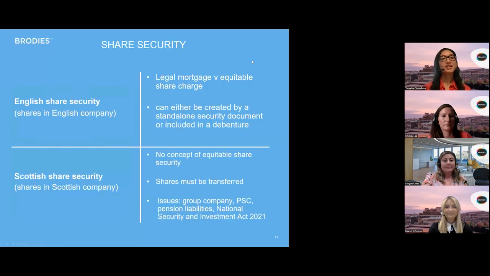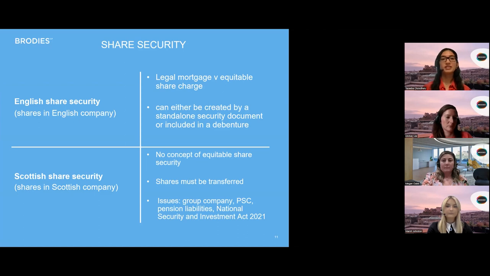Thanks, Megan. So firstly, we'll take a look at the similarities and the differences between Scottish and English share security. We'll start by looking at the English law position first, as that is a little more straightforward. So security over shares in an English company can be created in two ways. Starting with a less common method, security can be taken by a legal mortgage of shares. To create this type of security, the shares have to be transferred into the name of the security holder. This, as we'll see, is more aligned with the Scottish position.